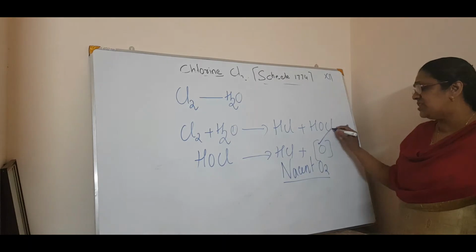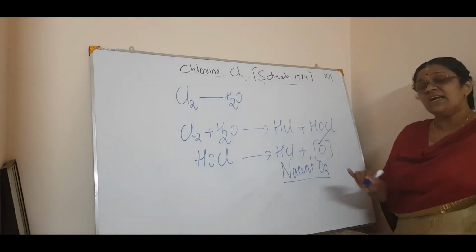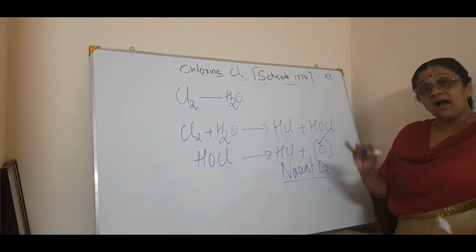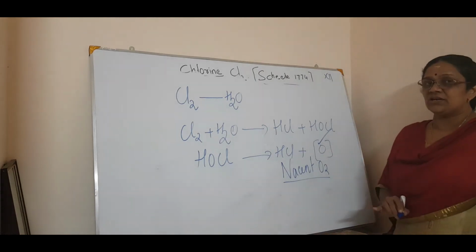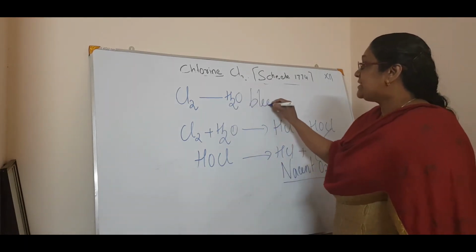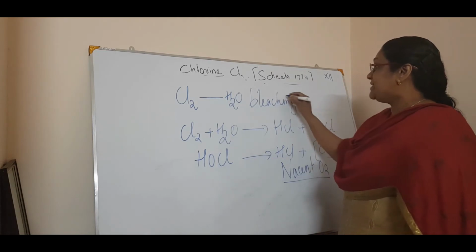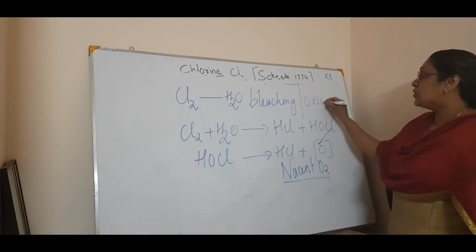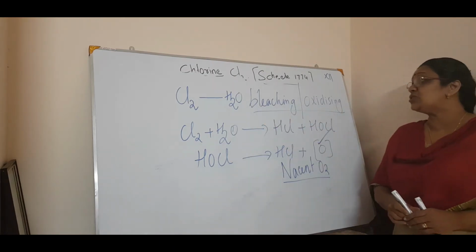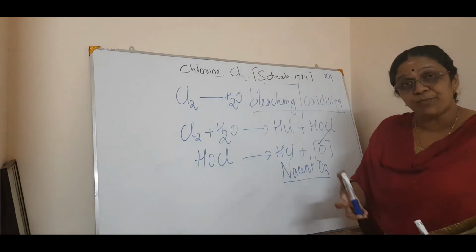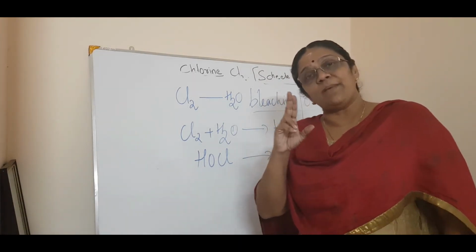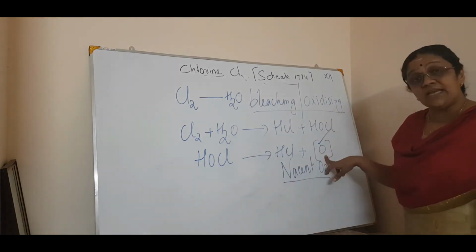This nascent oxygen is very reactive because it is highly unstable in nature. And this nascent oxygen accounts for the bleaching property. Chlorine is a bleaching agent as well as an oxidizing agent. So what is responsible for these two properties of chlorine, the bleaching property as well as the oxidizing property? These two properties are mainly accounted for by the nascent oxygen.